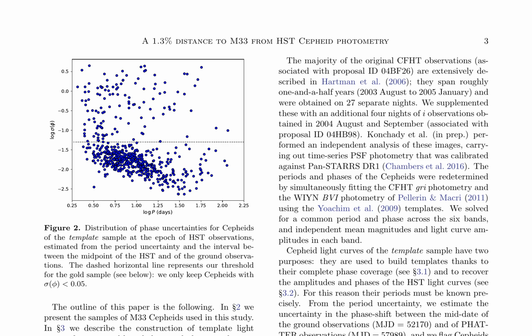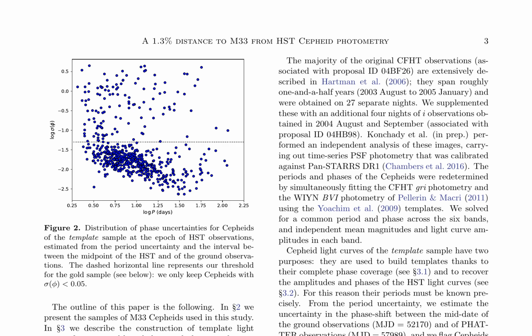This research paper presents a comprehensive study of M33 Cepheids, focusing on the construction of template light curves and the recovery of mean magnitudes from random epoch photometry. The authors utilize a large sample of 609 previously known Cepheids, with homogeneous light curves obtained from archival CFHT MegaCam observations. These light curves are used to build templates, which are then employed to recover mean magnitudes from Hubble Space Telescope, HST, random phase photometry.